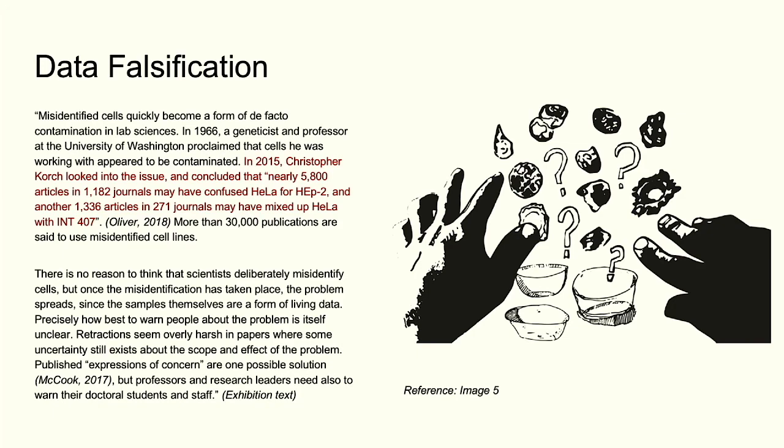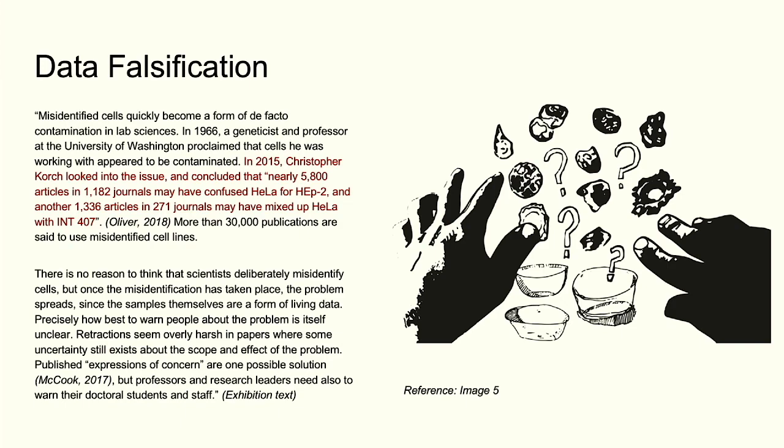Contamination is something that happens in laboratories. Anyone who has worked in a laboratory setting knows how very important sterility is, cleanliness is, how very easy it is to get some small level of contamination in. There's no reason to think that the scientists actually deliberately misidentified the cells. But once the misidentification happens, the problem spreads.